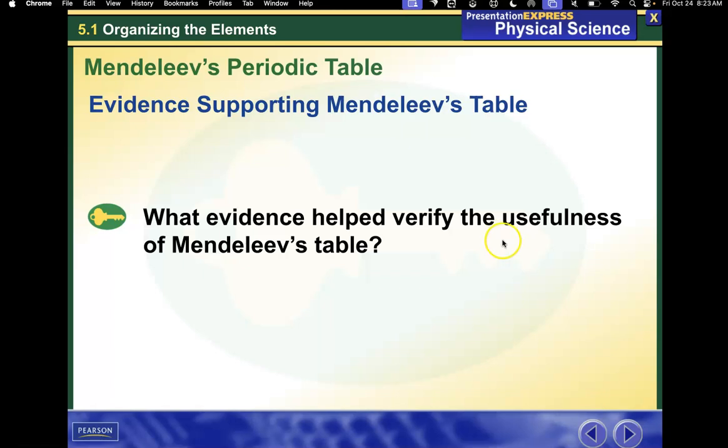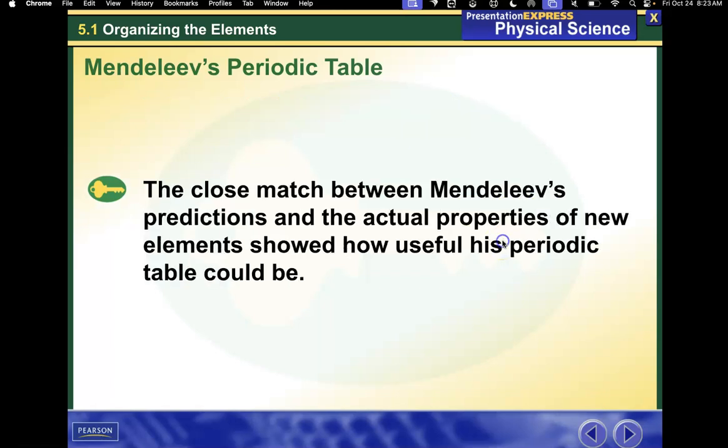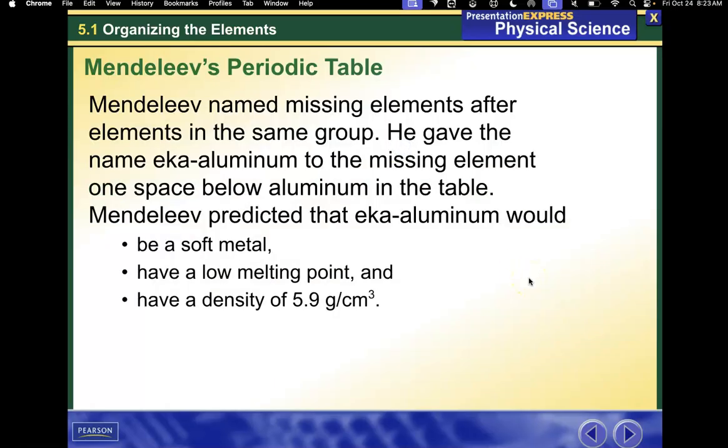What evidence helped verify the usefulness of Mendeleev's table? The close match between Mendeleev's predictions and the actual properties of new elements showed how useful his periodic table could be. Mendeleev named missing elements after elements in the same group. He gave the name Eka aluminum to the missing element one space below aluminum in the table. Mendeleev predicted that Eka aluminum would be a soft metal, have a low melting point, and have a density of 5.9 grams per cubic centimeter.